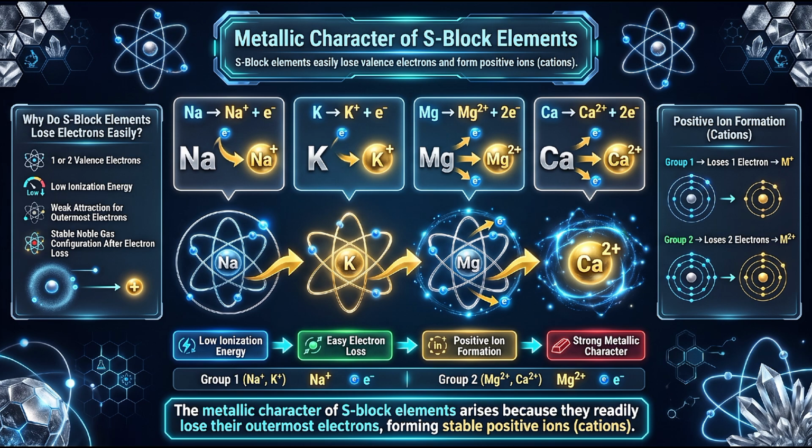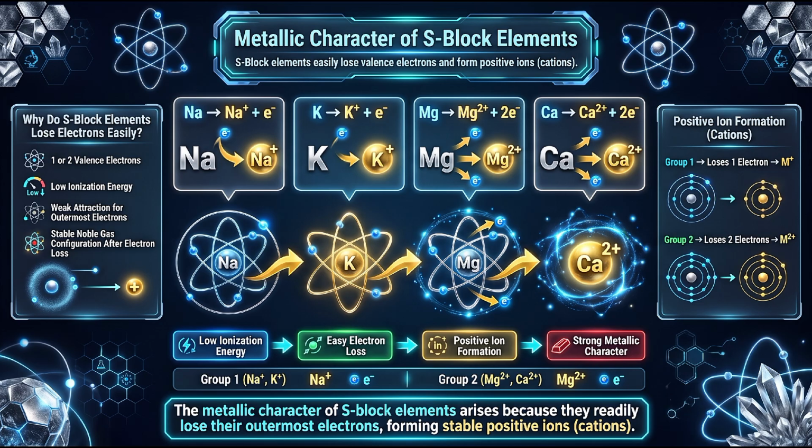Metallic character also increases as we move down both Group 1 and Group 2. As we move downward, additional electron shells are added to the atom. The atomic radius increases, the shielding effect becomes stronger, and the attraction between the nucleus and the outermost electrons decreases. Consequently, electron loss becomes even easier.